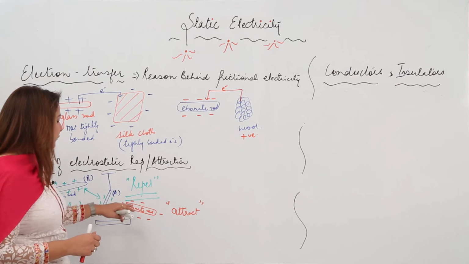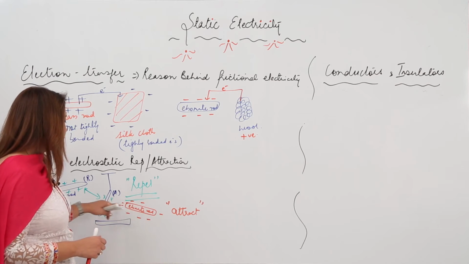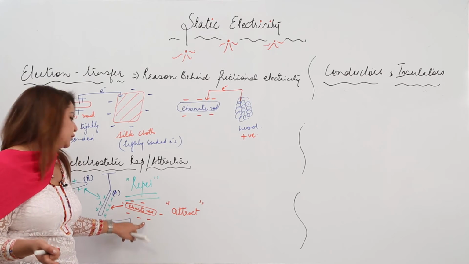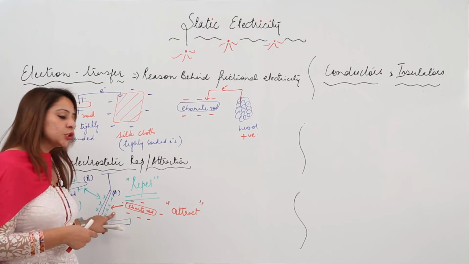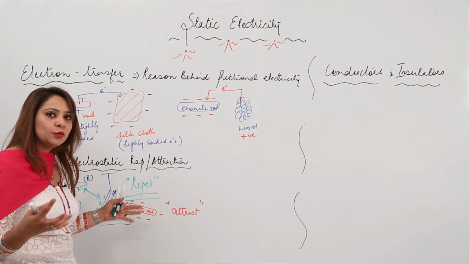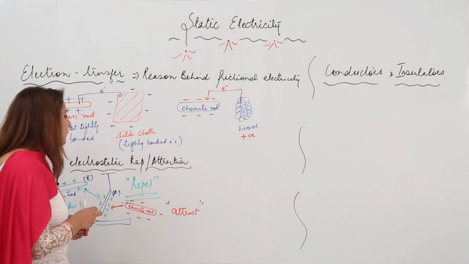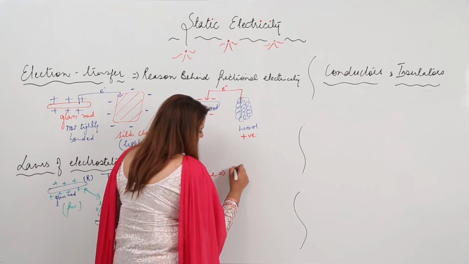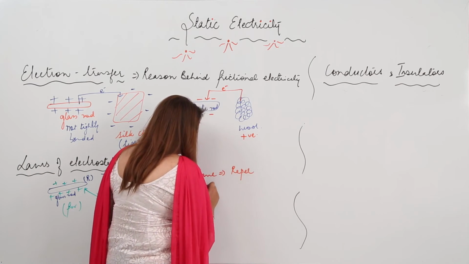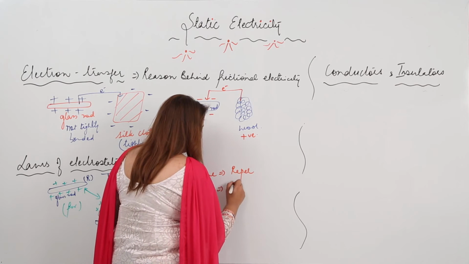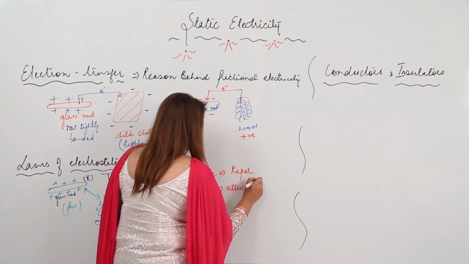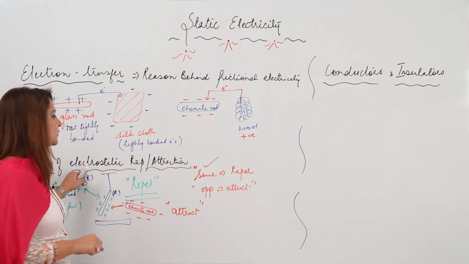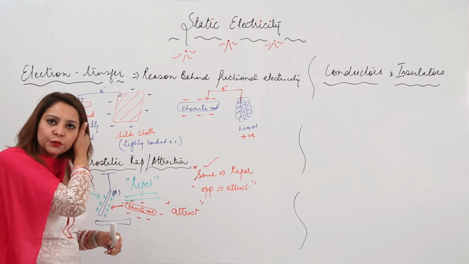Likewise, when we try to bring the ebonite rod closer to the glass rod, because it has acquired a different charge, a negative charge, and the glass rod already has a positive charge, they will attract and tend to come closer to each other. So that means the same charges repel and opposite charges attract each other. Right. So this is the law of electrostatic repulsion or attraction, which we actually see.